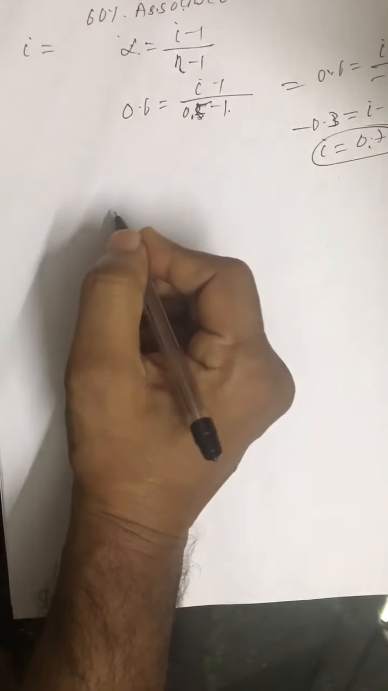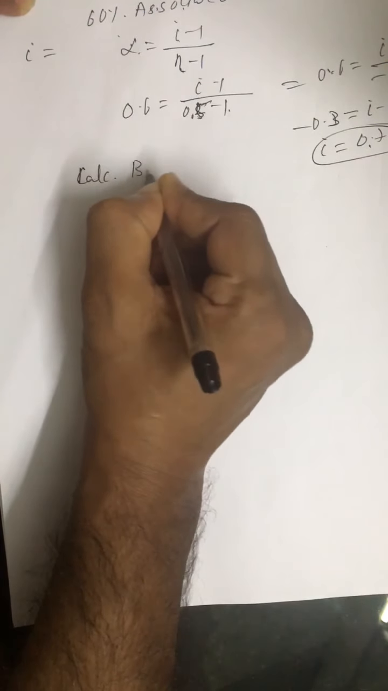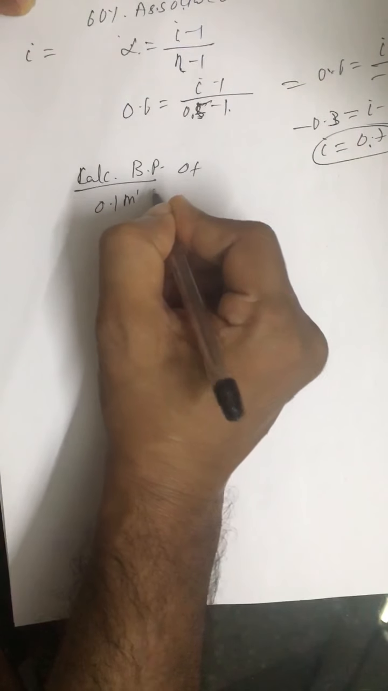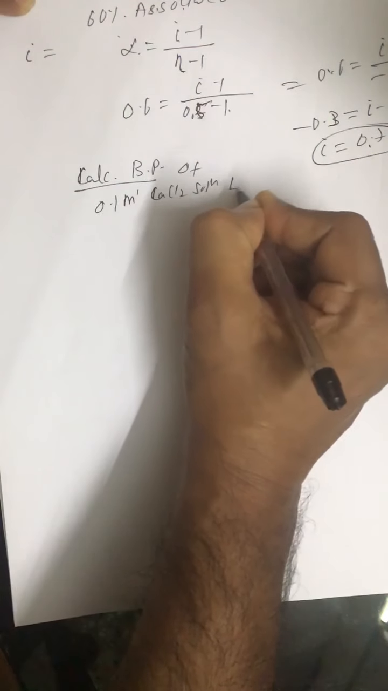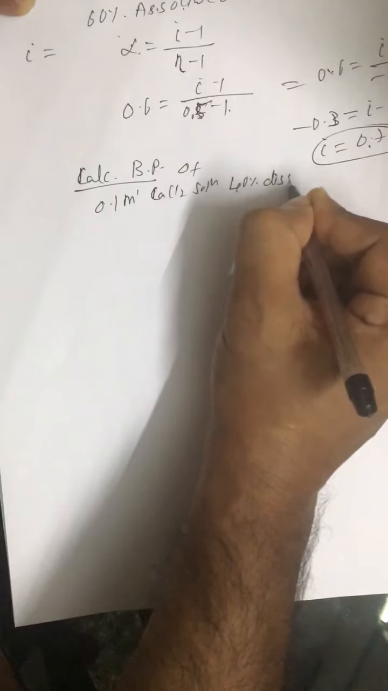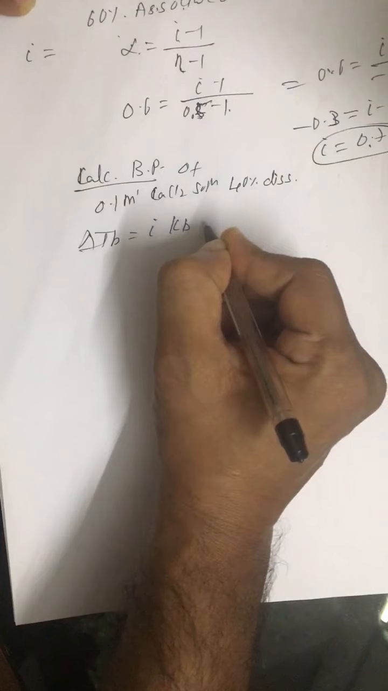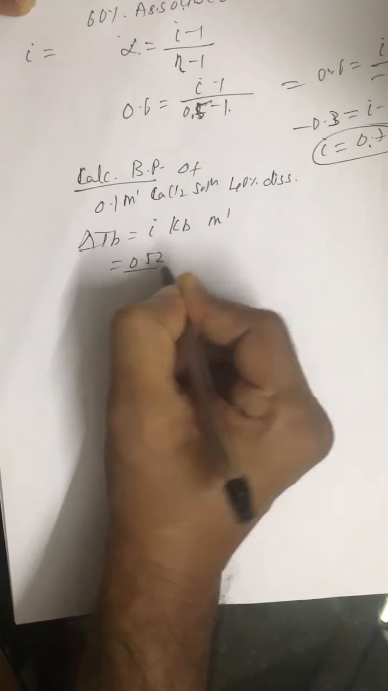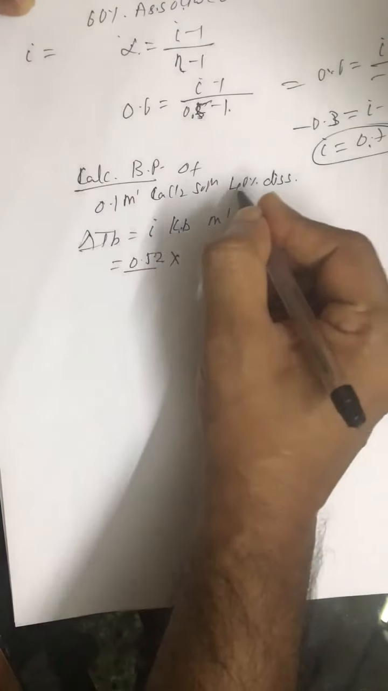Hello friends, we are continuing the discussion of solutions. Suppose we are given the question: calculate the BP of a 0.1 molal CaCl2 solution which is 40% dissociated. The relation is delta TB equals i into Kb into m. The Kb value you must remember is 0.52, and you have to calculate the i value.